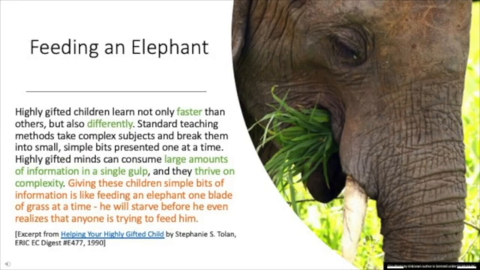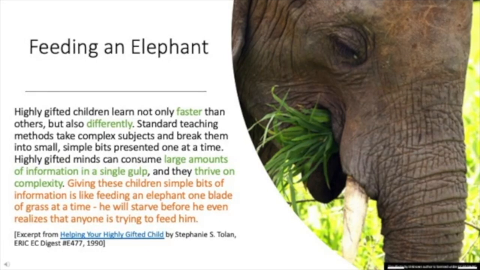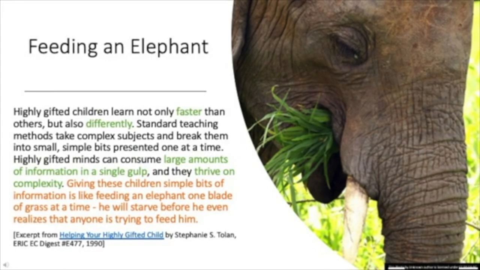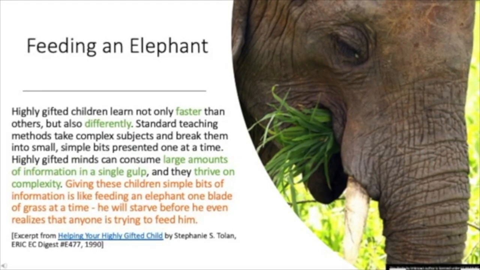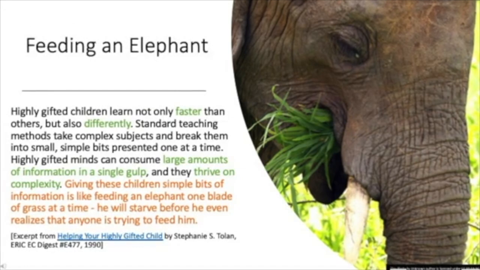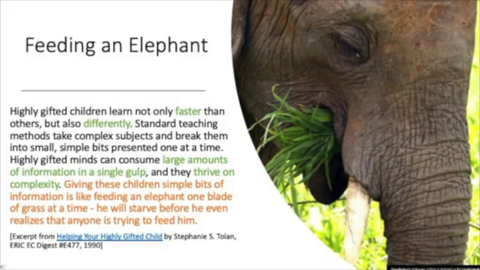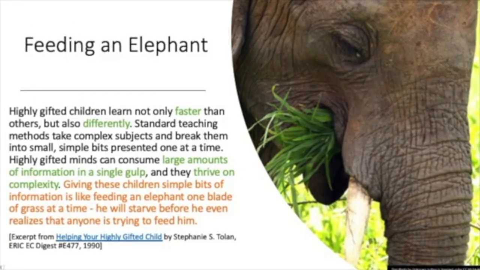As we consider differentiation for gifted students, we have to remember that one of the key differences that we're dealing with is the speed at which they consume information and the way that they consume information. Stephanie Tolan has a fantastic analogy about giftedness and the ways that these highly able children are thinking and learning.